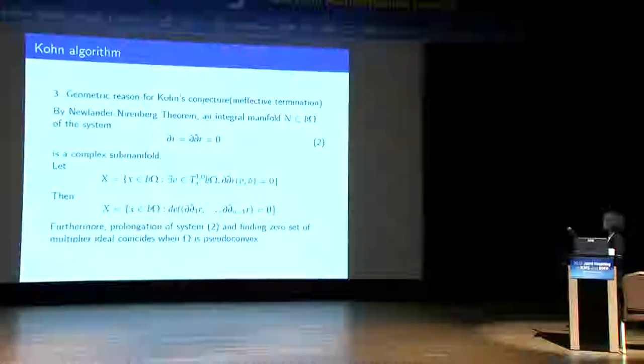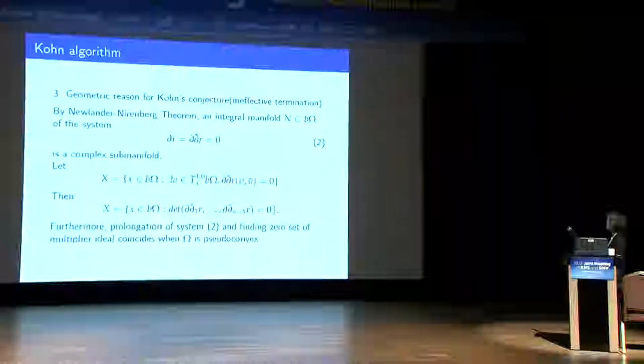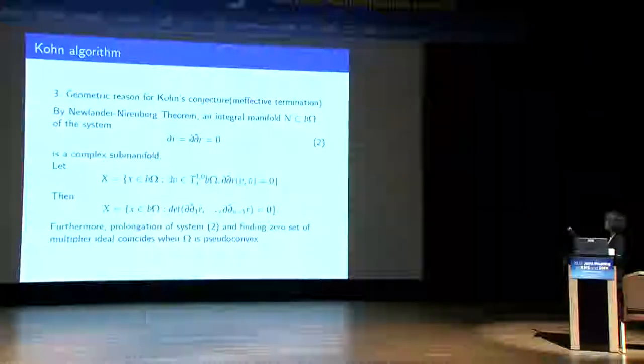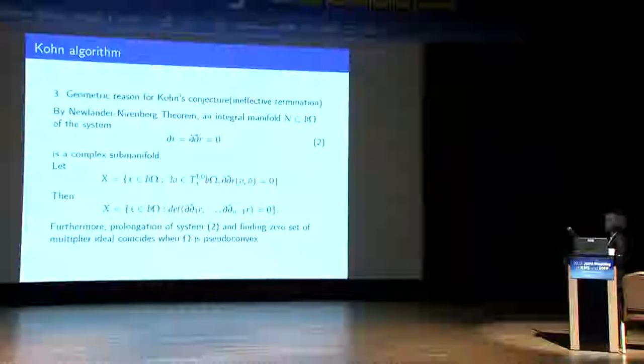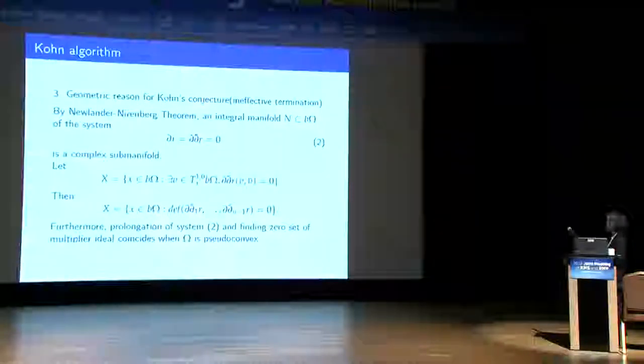Now, first, we want to find whether there is a vector that satisfies this equation. So we define the subset X of the boundary of omega so that there is a vector that satisfies this equation. So if X is empty, then there is no solution, of course. But in many cases, X is non-empty. Since omega is pseudo-convex, this Levi form is always semi-positive definite. So the existence of this vector is equivalent to the determinant of the Levi form vanishing. So there is a zero eigenvalue of the Levi form. So this set and this set coincide.